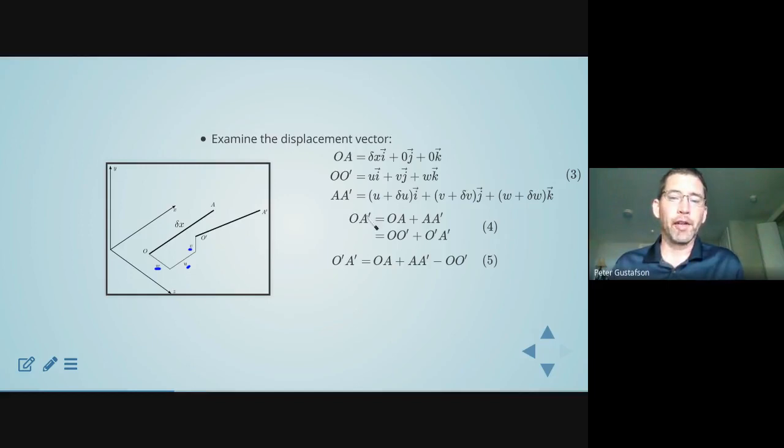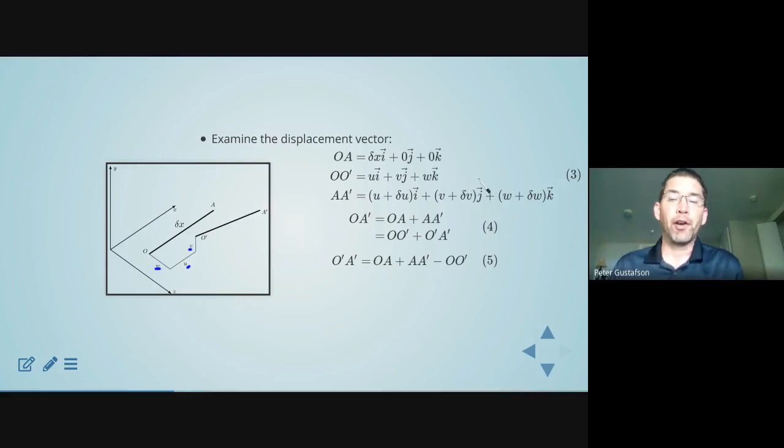Slightly differently means that A, as it moves from A to A prime, moves that same u, v, w in the i, j, and k directions, but it's also going to move a small differential change in u, so u plus du. So it's u plus a little bit of change in the i direction, plus v plus a little bit of change in the v direction, plus w plus a little bit of change in the w direction. So they move similarly, but not the same.